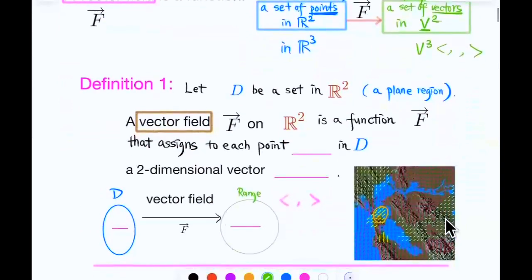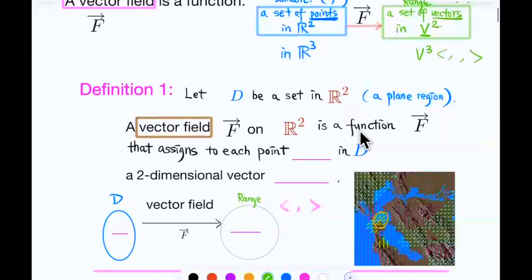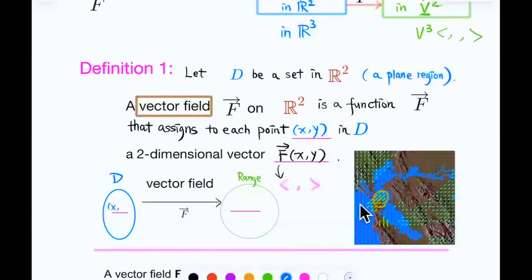So here is a formal definition. Let E be a set in R2, which is a plane region. Think about it like this one. A vector field on this R2 is a function, indicated by the big F with an arrow on top, that assigns to each point x comma y in this domain a two-dimensional vector F of x comma y. It maps every point x comma y to a two-dimensional vector F of x comma y, which is like that.